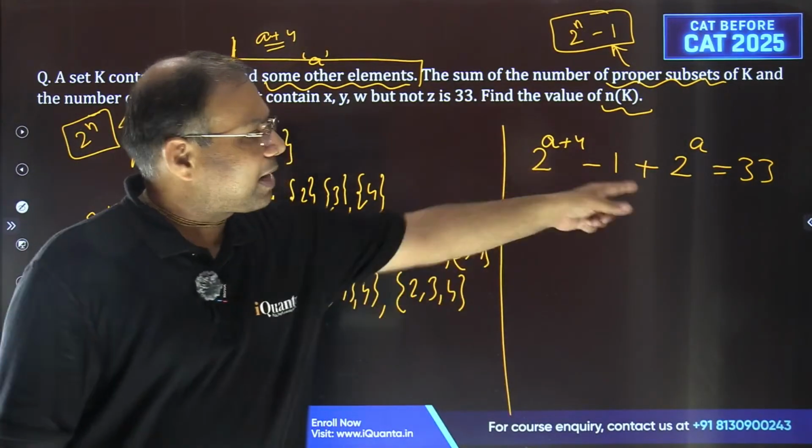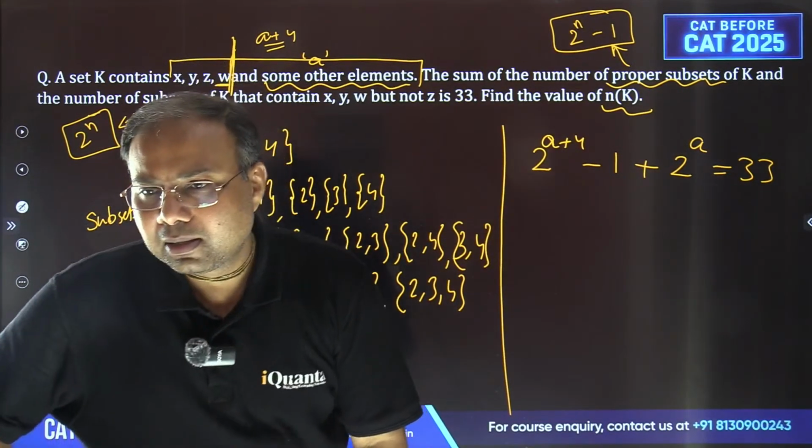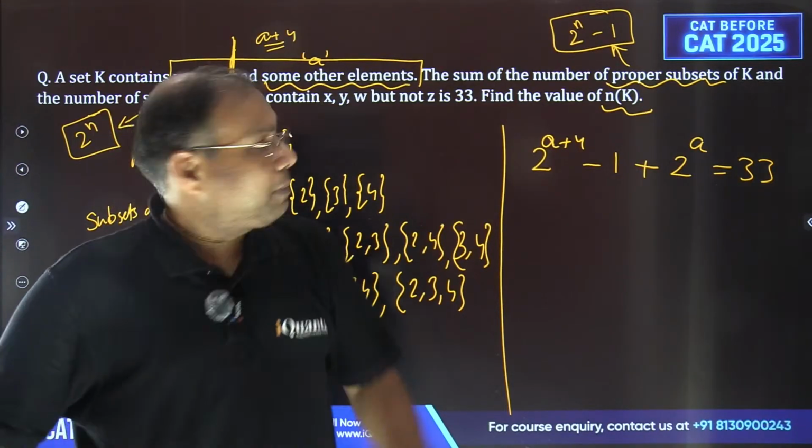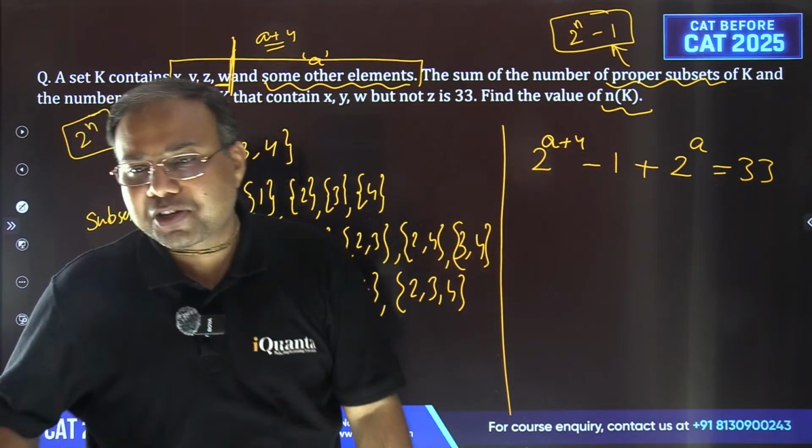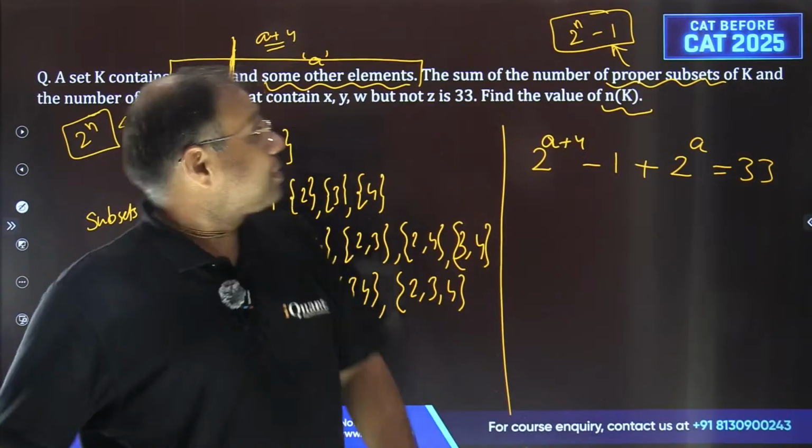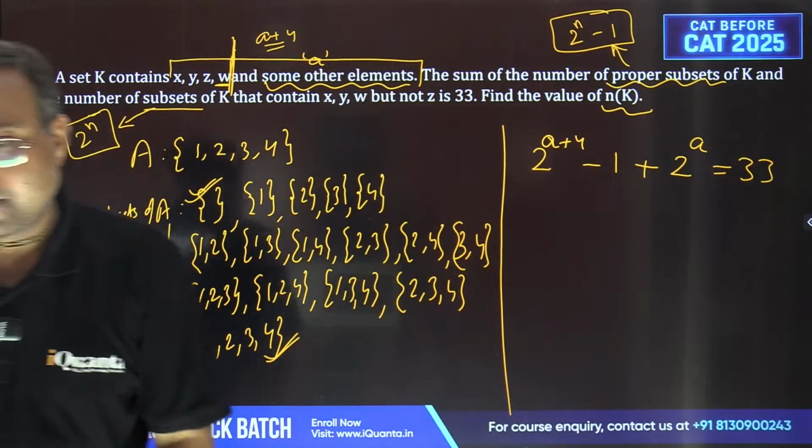Can you simplify now? Many of you were stuck there. Please solve it now. Please find the value of A from this equation and then get me the answer. Answer would be A plus 4. Please solve it fast.